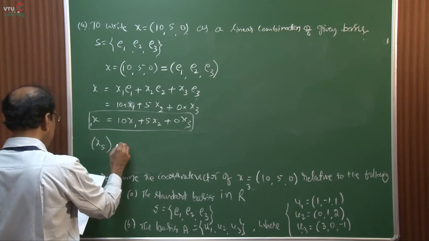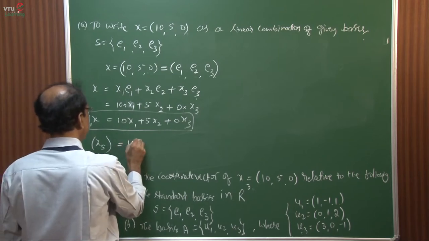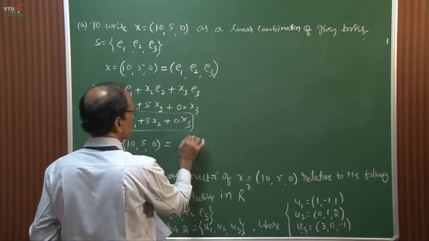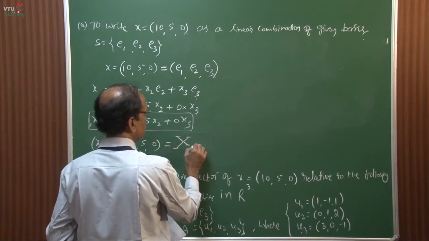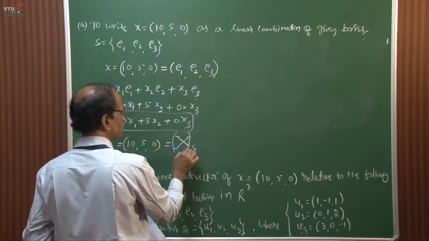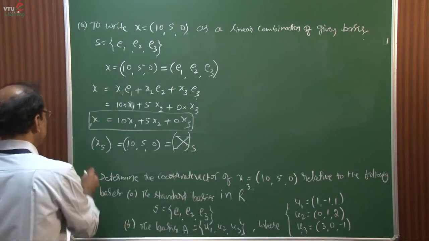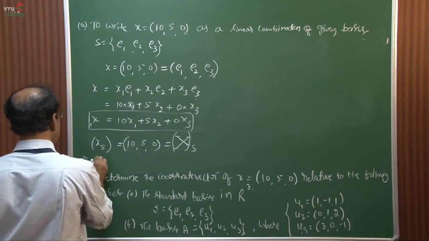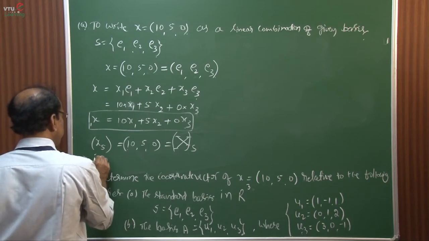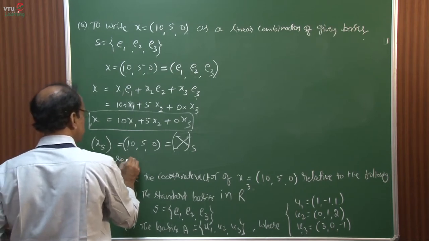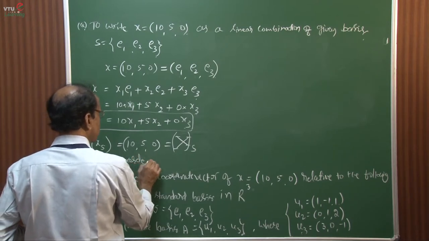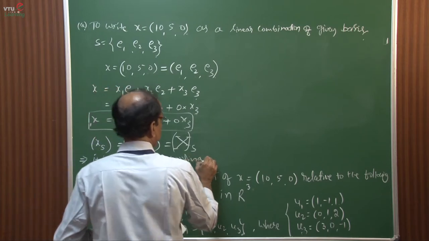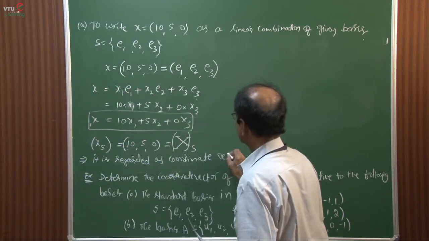that is, x of s, we can write, this is equal to 10, 5 and 0, which is written as capital X of S. You can write capital X of S, which is called the coordinate vector. It is regarded as the coordinate vector.